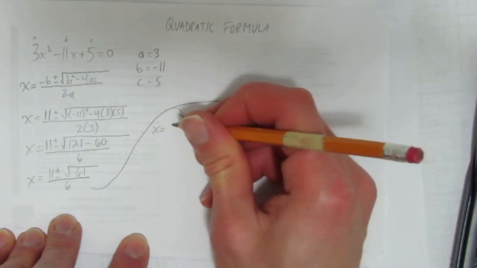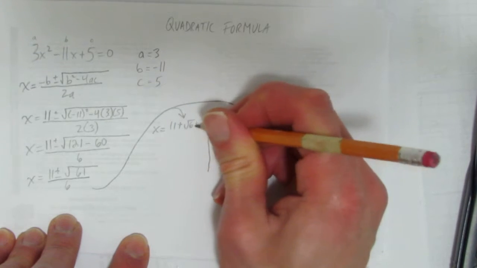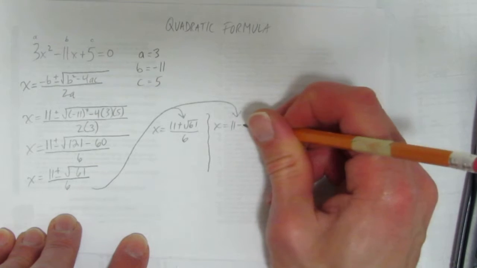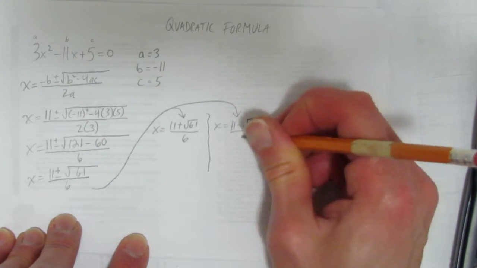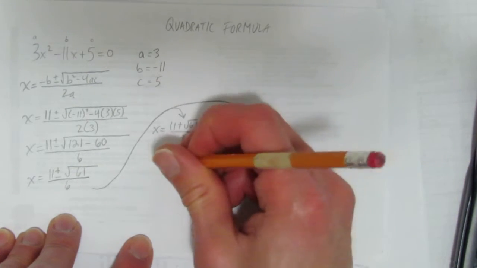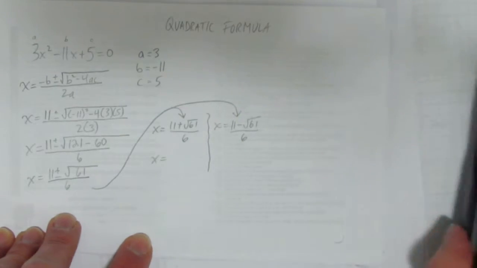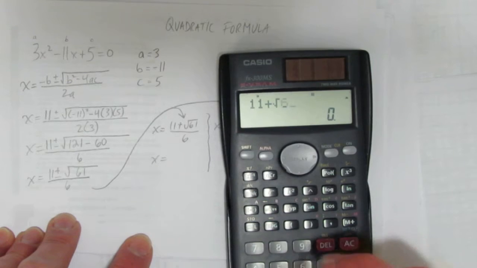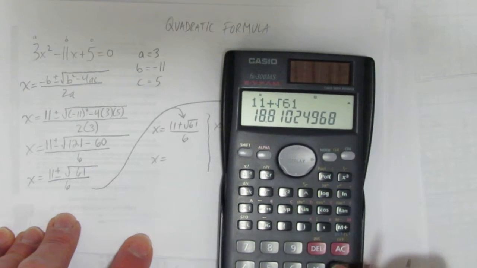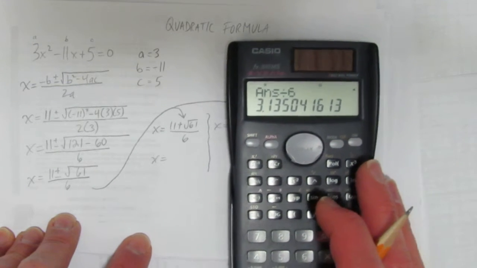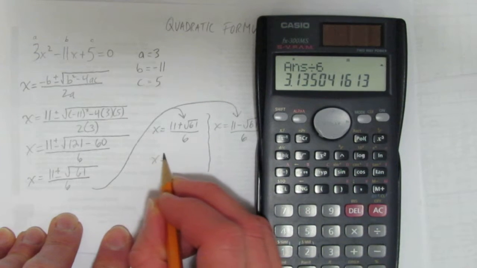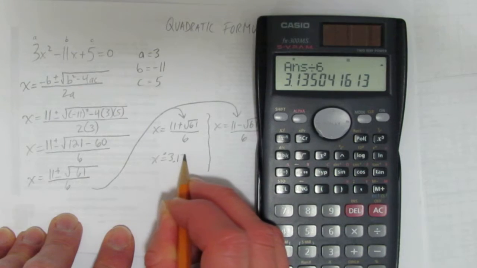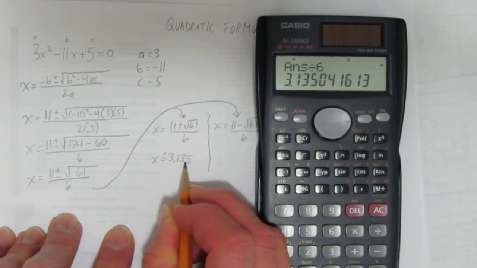Either it's x equals 11 plus square root 61 over 6, or it's x equals 11 minus square root 61 over 6. And now solve. I'm going to do that all at once on my calculator. 11 plus square root 61. I get that. Don't forget to divide by 6. And I get a decimal. I'm going to round to 3 places, so put a rounding dot. And so rounding to 3 decimal places, it's 3.135.